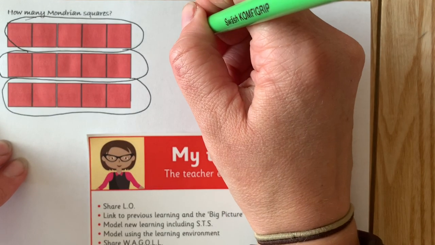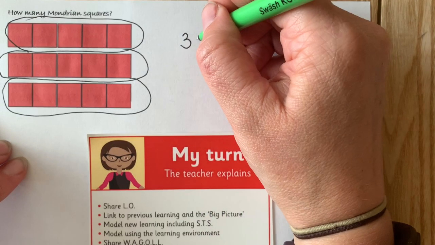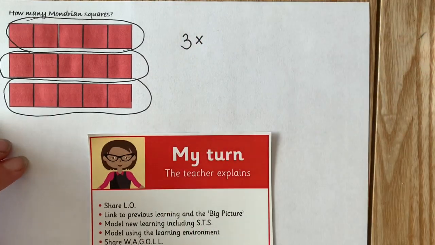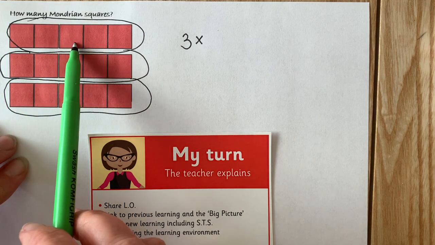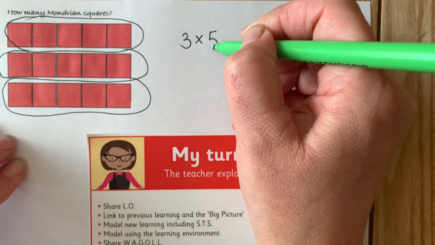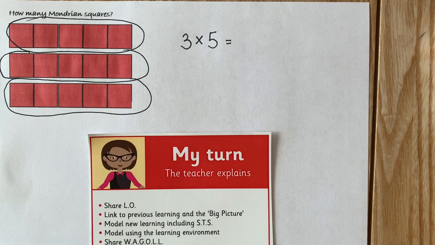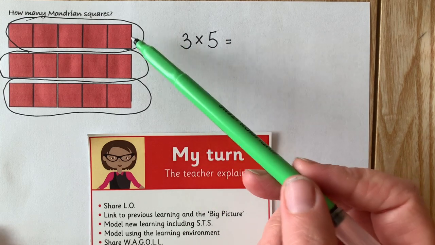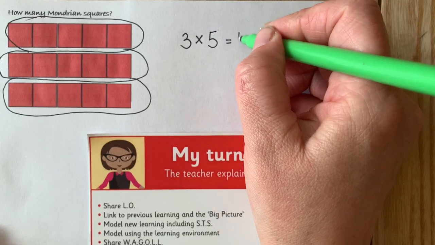1, 2, 3. There are 3 groups. Now I need that multiplication sign because I'm doing 3 multiplied by. Let's see how many we've got in each group. 1, 2, 3, 4, 5. So I've got 3 times 5. Okay, let's see if we can count in fives to work that out. 5, 10, 15. So the answer is 15.